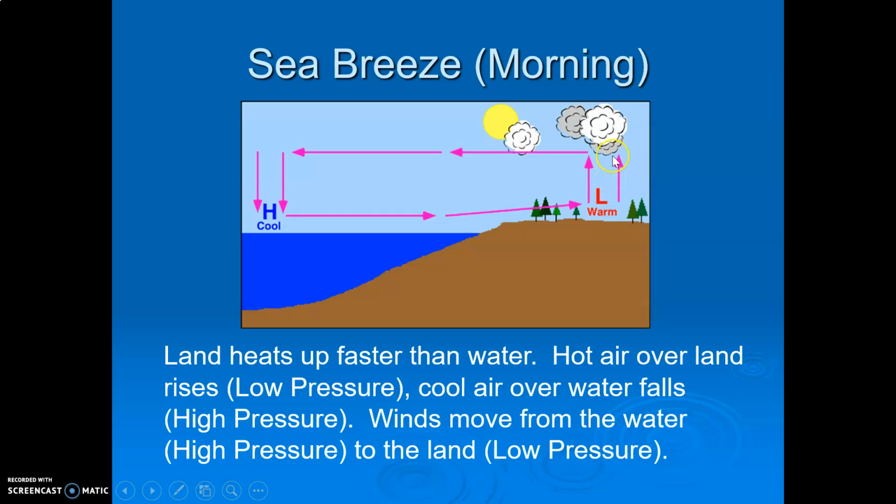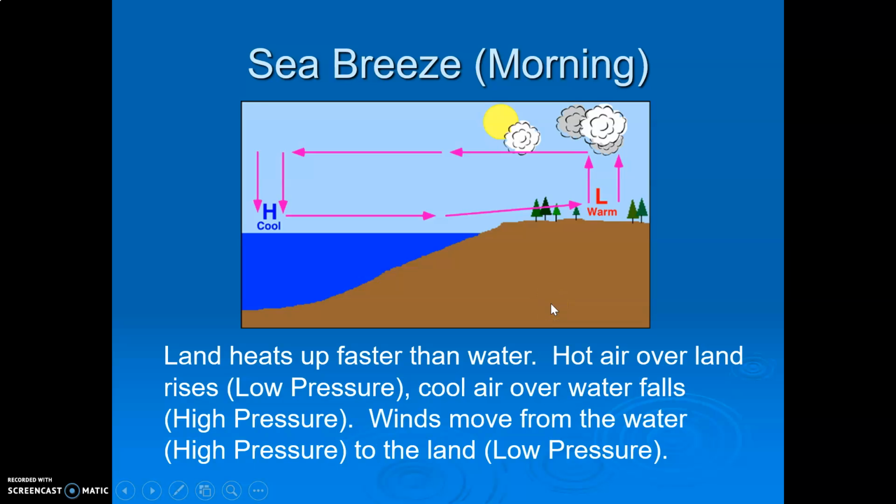So in this case, it's going to force that heat out over the water and push the cool over the water down. This is going to be your high pressure. And then the winds are going to blow from the water, from the high pressure to the land. That's why you have what's known as a sea breeze in the morning.